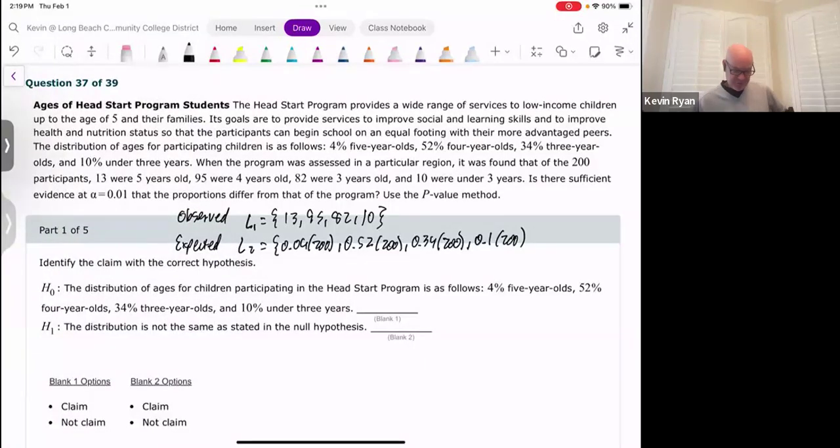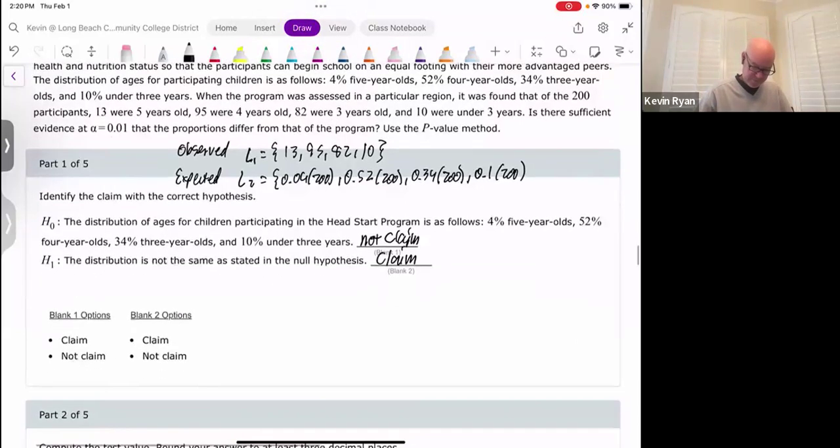The distribution of ages for children participating in the Head Start program are as follows, since they give the percentages. And this is not the claim. Distribution is not the same as the null hypothesis. This is the claim. Everybody with me so far? All right.